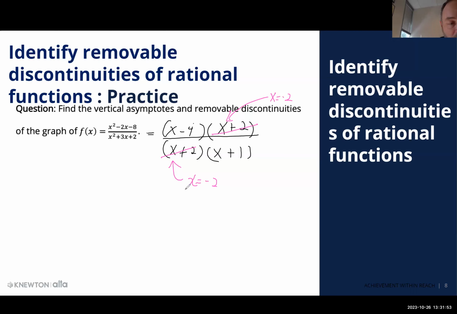Okay, which we'll see what that means in a graph here in a minute. The value that makes this one a 0, which is an x equals, I've got a little lag here on my writing. x equals 1. That is going to make a vertical asymptote.